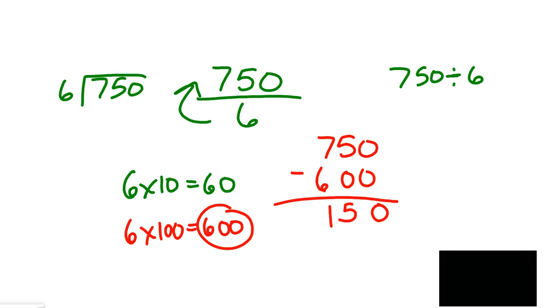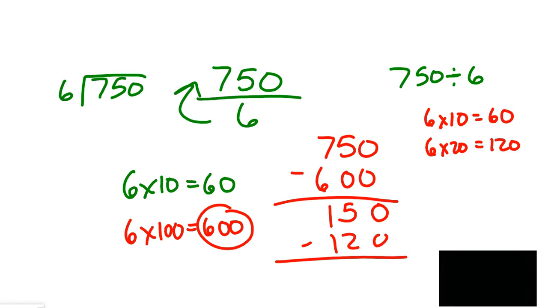So then I ask myself, okay, well, what else can I do? I could do 6 times 10. If I do 6 times 10, I get 60. Well, that means that 6 times 20, which is double, will give me double, 120. So I can subtract 120 now. Now I'm at 30. And I know that 6 times 5 is 30. So I can subtract 30, get 0.